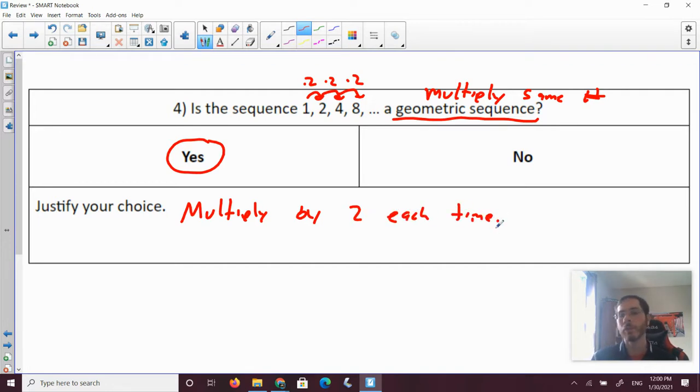And that's the whole rule for the geometric sequence. So that's it with that one. I remember the arithmetic is the one where you add every time, but in this case we're multiplying because we're looking for a geometric from this unit.